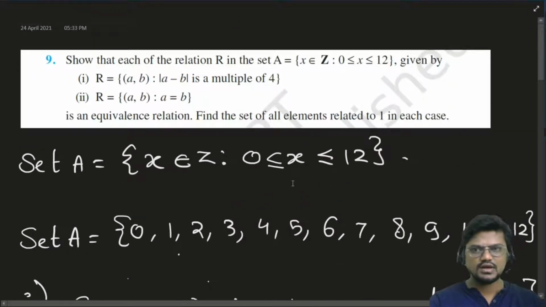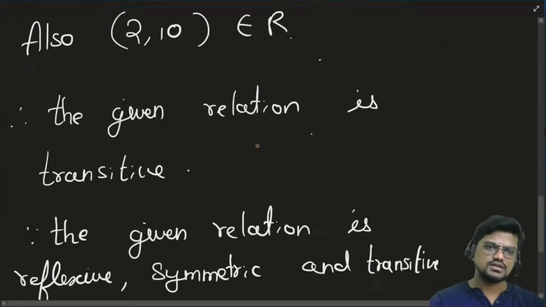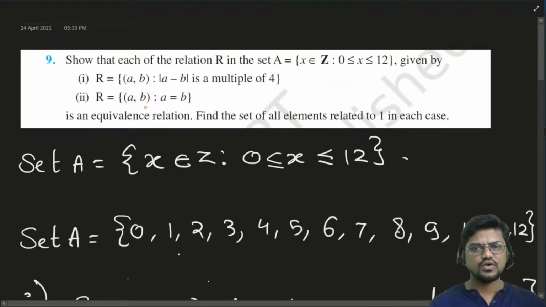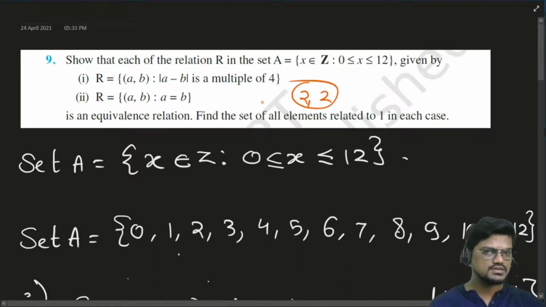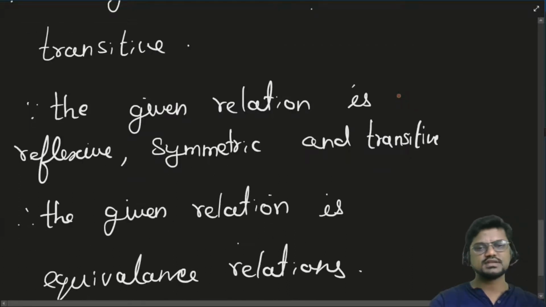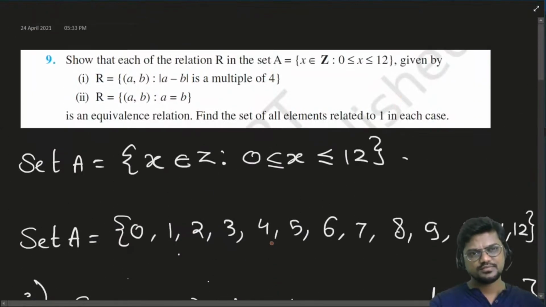Now the next. In the next sum also it is the same. The relation they have given is the set of all (a, b) such that a is equal to b. If a is equal to b, and I write (2, 2), does it belong to the relation? Yes. (3, 3), does it belong to the relation? Yes. So all such pairs belong to the relation, therefore the given relation is reflexive.